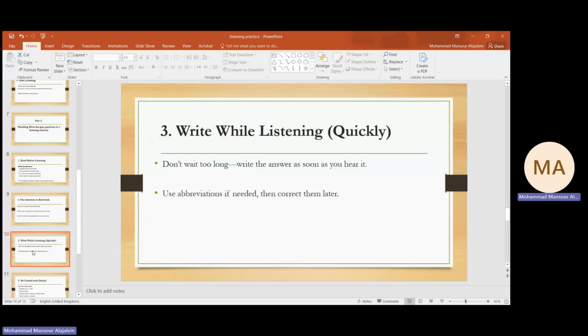Write while listening, and answer questions quickly. You can write down some words that you think you need to use in order to fill the gaps, or you may use abbreviations if needed, and then you can correct them later.